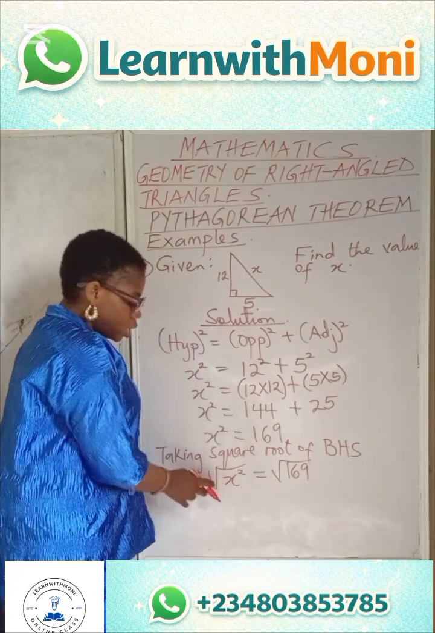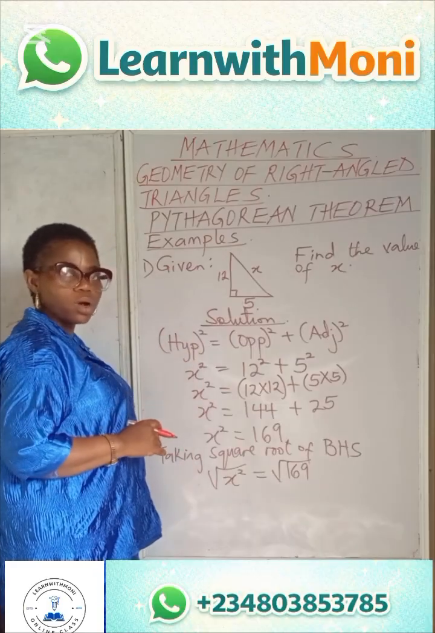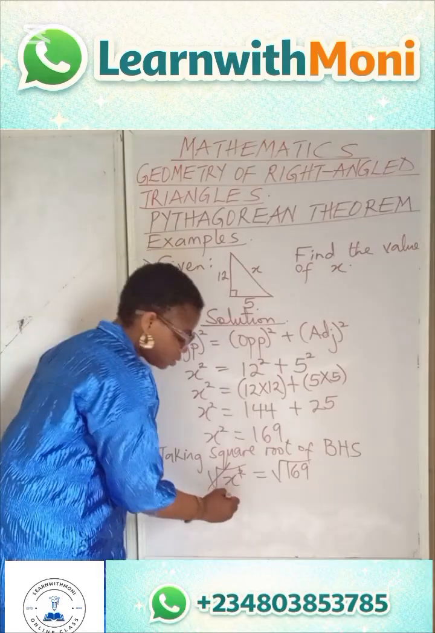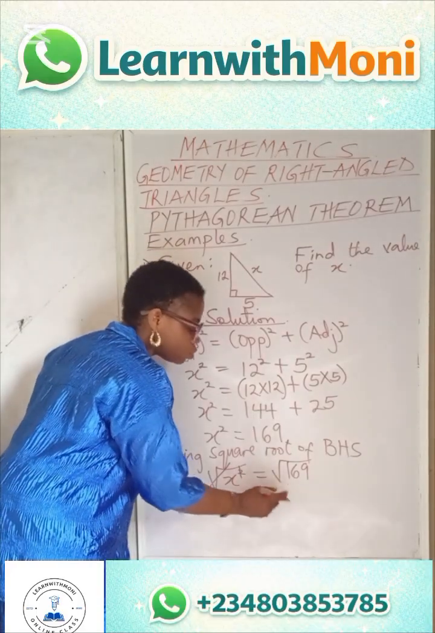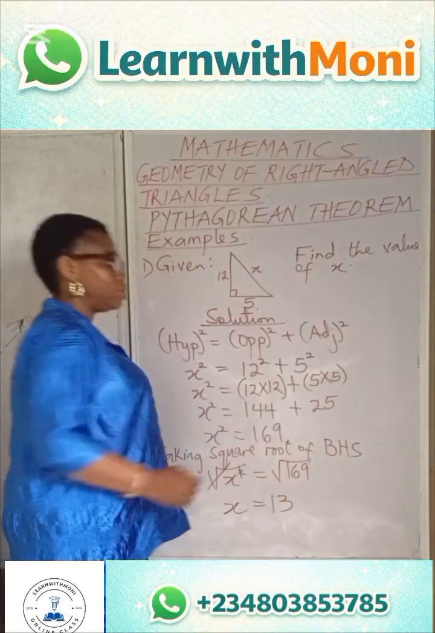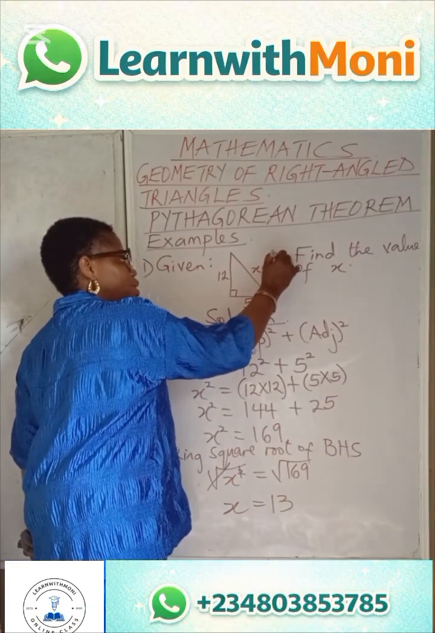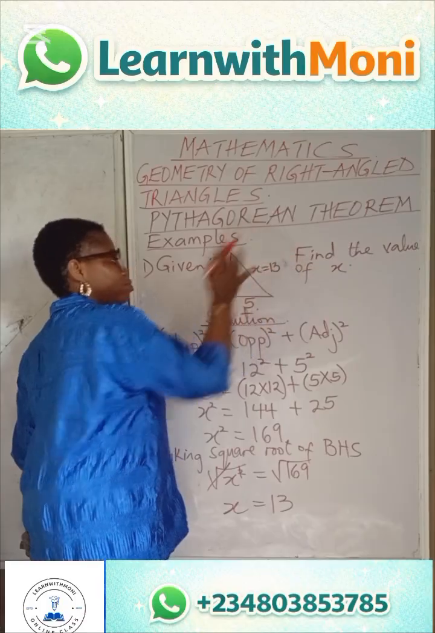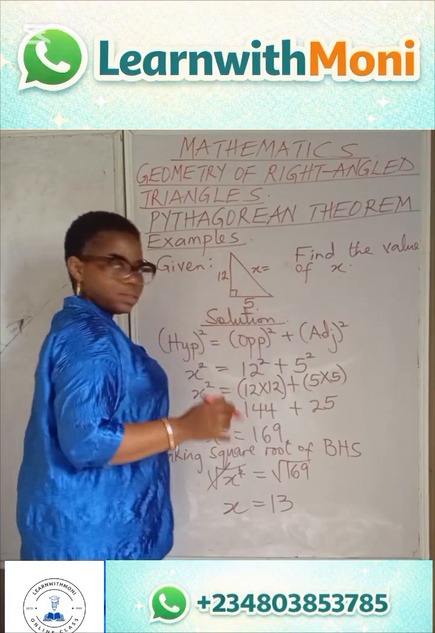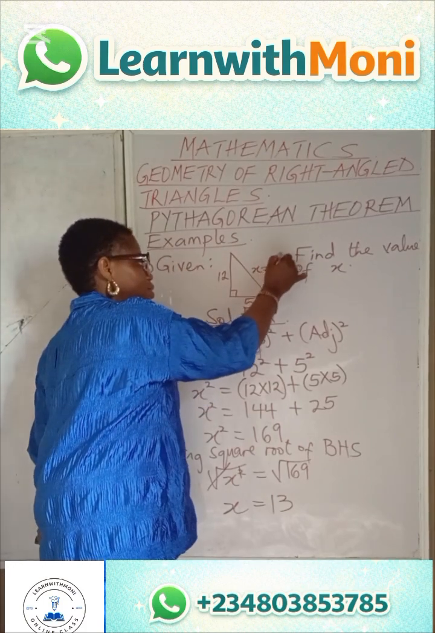Power of 2 and square root, square and square root are opposite, so they cancel each other out. I am left with x. So x equals to square root of 169 is 13. So that means this hypotenuse that is being sought here is 13.